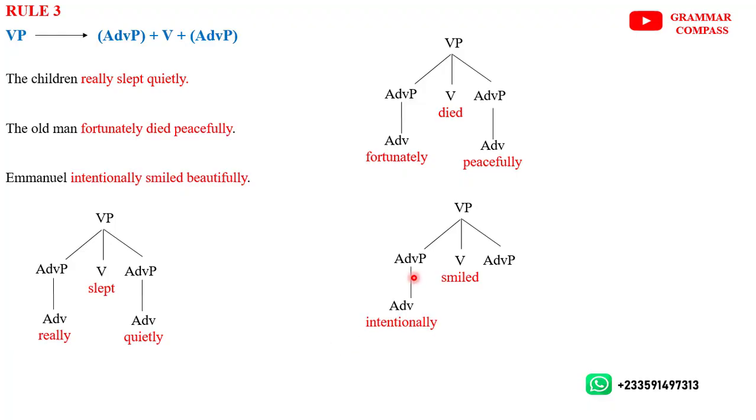Therefore, we draw our vertical line and write ADV to represent the adverb, that is the head of this phrase, intentionally. We also need to expand this adverb phrase. It consists of one word adverb, that is beautifully. These are the trees that are going to be generated when we have an adverb phrase modifying a verb and an adverb phrase qualifying a verb in the verb phrase structure.